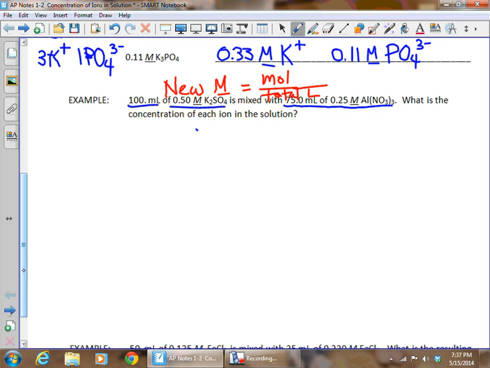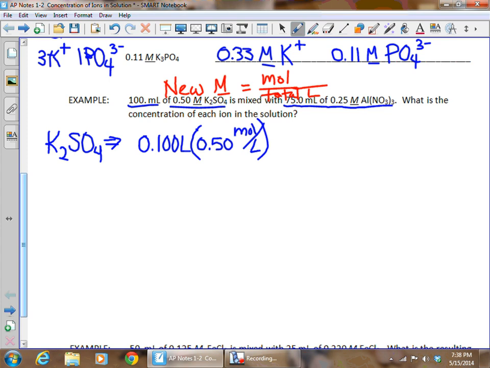So let's take each one of them at a time. The first thing we're going to do is to find out how many moles of each of the substances we have in the solution. So for K2SO4, if we have 100 milliliters, that's the same as saying we have 0.1 liters. And we're going to multiply that by its molarity. Remember, molarity is moles per liter.